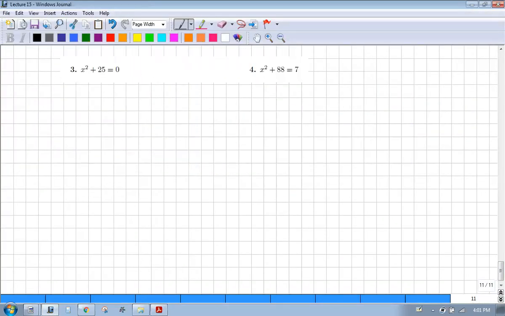All right, here, subtract 25 from both sides. Square root both sides. Now we have this minus in here. So that's going to give us an i. Square root of 25 is 5, but we have an i here. We have a positive or negative 5i.